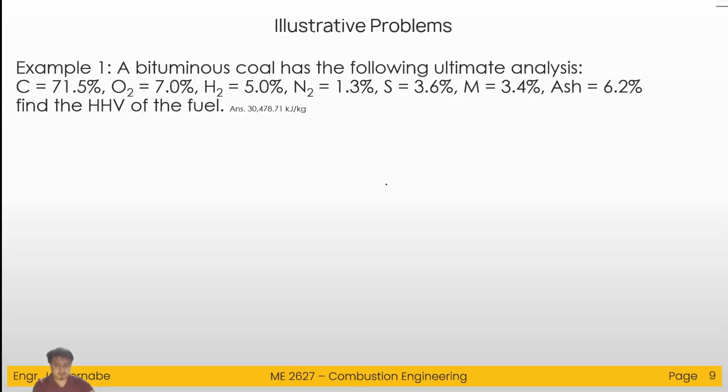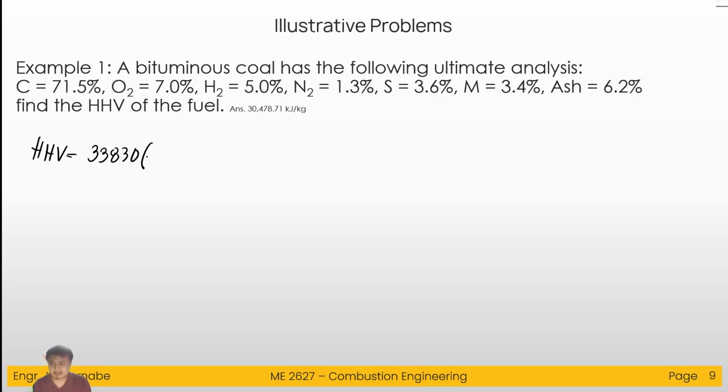So for this example, we have bituminous coal with the given multiple analysis, and then we want to find the high heating value. In this case, it doesn't matter if this is on a dry basis or an ash basis, so we will take this as the same basis. But to find the value, we have the formula for that.